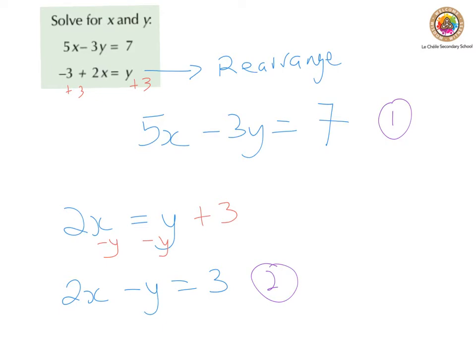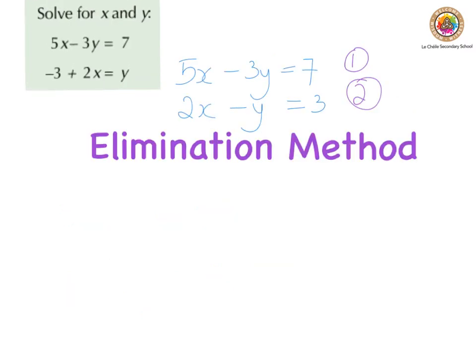So now we'll go and we will solve, and we'll solve using a thing called the elimination method. Okay, so here I have both my equations rewritten in the way that we did on the last slide. So 5x minus 3y is equal to 7, 2x minus y equal to 3.